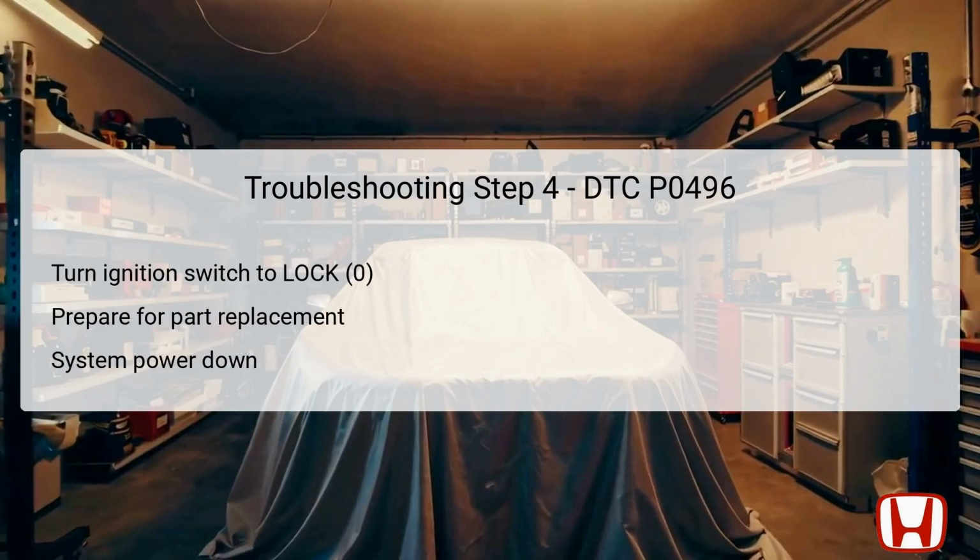The next step in the troubleshooting process is to turn the ignition switch to the LOCK (0) position. This action ensures that the electrical systems are powered down and minimizes the risk of electrical shocks or accidental activation while working on the vehicle. After powering down, preparations for replacing the EVAP canister purge valve must be made.